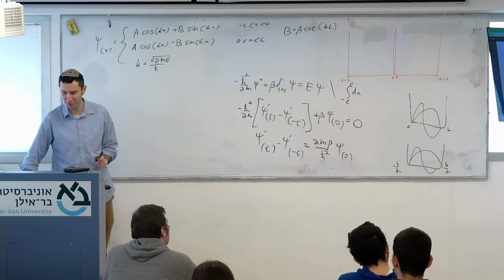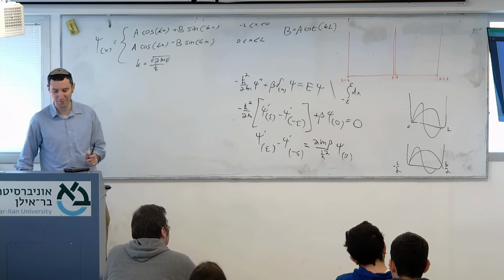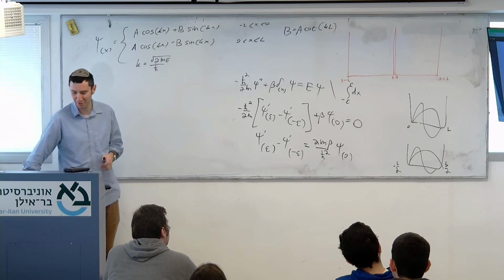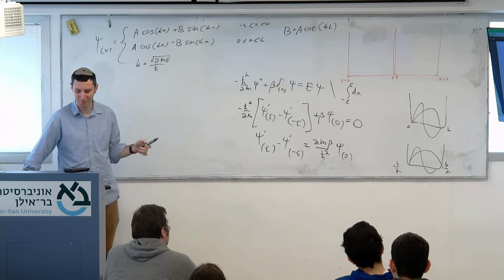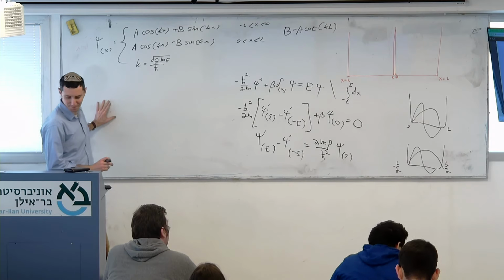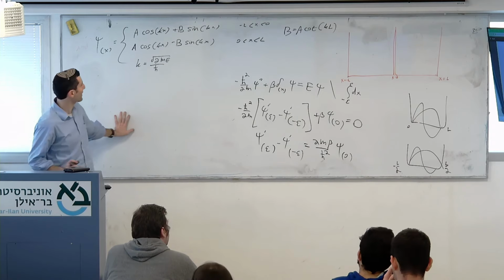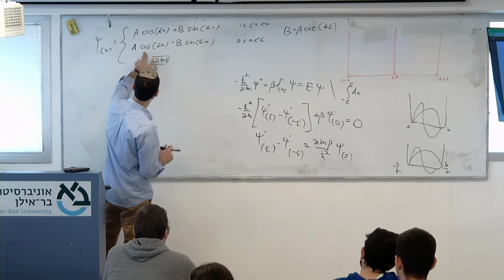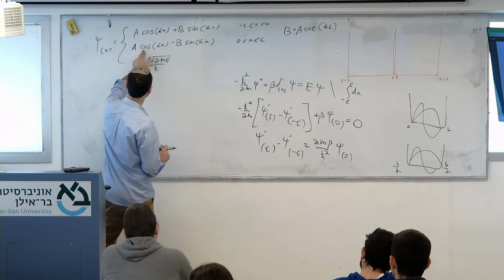Here in this document, there are a few mistakes. It wrote alpha instead of beta, there's a minus that you forgot earlier, and different things. Let's see what I have here. Psi prime of epsilon is this.